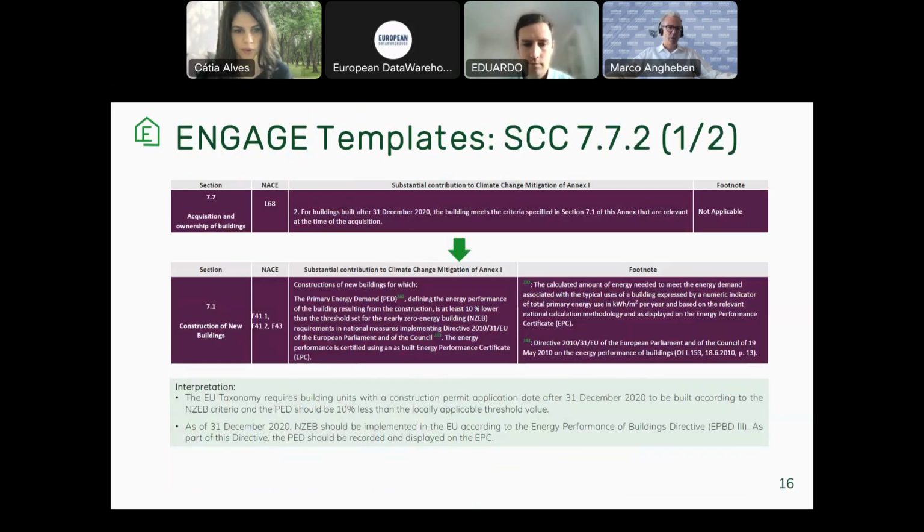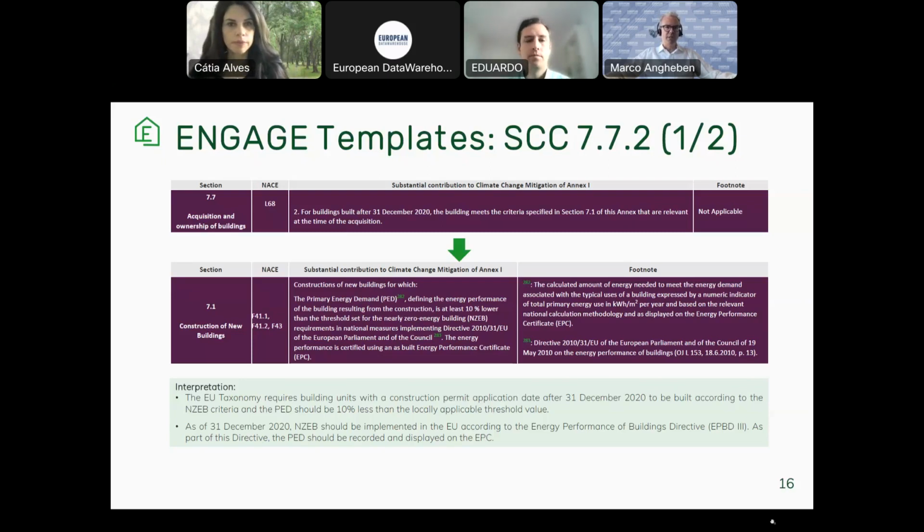Now, again, on the substantial contribution, but this is the one in terms of the acquisition of the ownership of buildings. Now moving into the construction of new buildings. Well, in terms of the taxonomy, it requires that the buildings with a construction permit application date after the 31st of December 2020 need to be built according to the NZEB criteria, and the primary energy demand should be 10% less than the locally applicable threshold values. Clearly, those are all built at the national level.